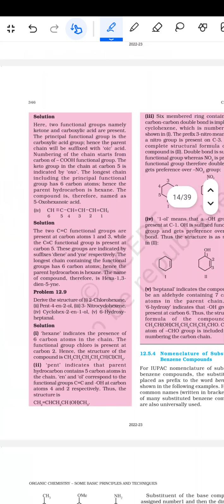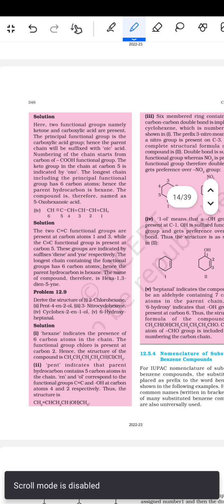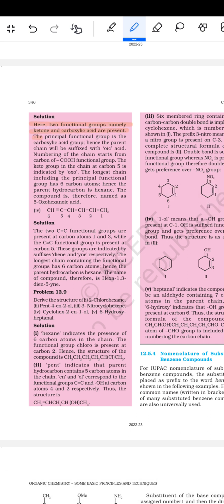Here the two functional groups, namely the ketone and the carboxylic acid, are present. The principal functional group is the carboxylic acid group, hence the parent chain will be suffixed with oic acid. Numbering of the chain starts from the carbon of the carboxylic acid functional group. The keto group at carbon 5 is indicated by oxo. The longest chain including the principal functional group has 6 carbon atoms, hence the parent hydrocarbon is hexane. The compound is therefore named 5-oxohexanoic acid.